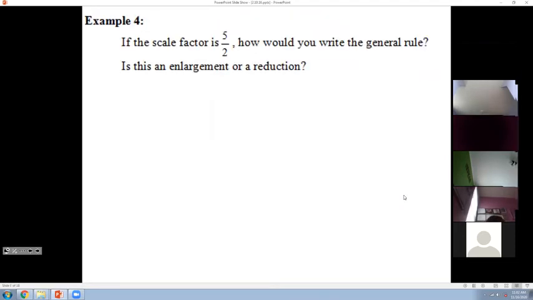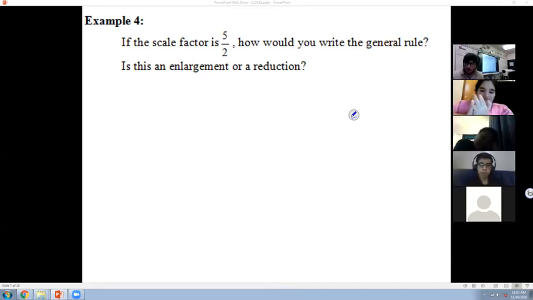Now, how about 5/2, ladies and gentlemen? What do you think, guys, if the scale factor is 5/2, are you expecting bigger shape or smaller shape? Wouldn't it be like 2 and 1/2? Yes, 2.5. So it would be enlargement. Enlargement, of course. Thank you, Daniel. Yes, it is absolute enlargement.